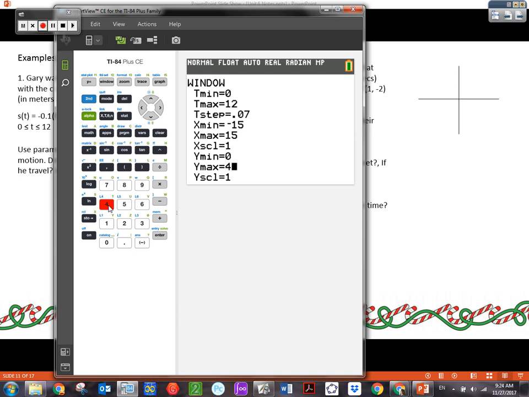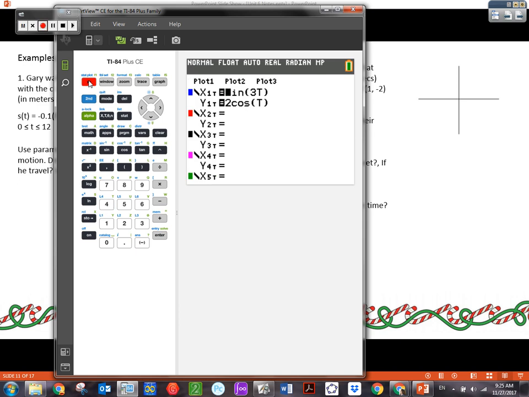So any questions on setting the window? This is just for our convenience so that we can see what's going on. Okay, so I set my time by what they said, and then my X, trying to get the whole movement. If you can't, you have to go back in and adjust it. All right, so let's go to our Y equals. And let's enter Gary's equation.